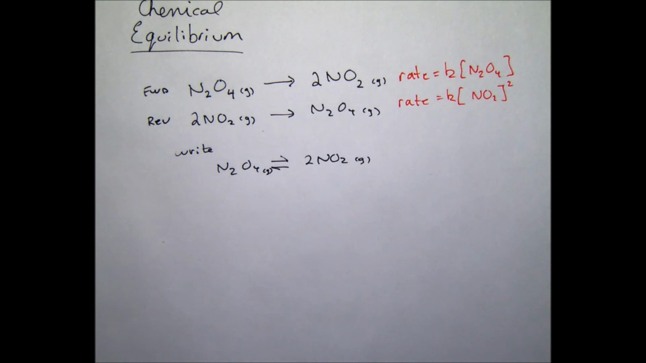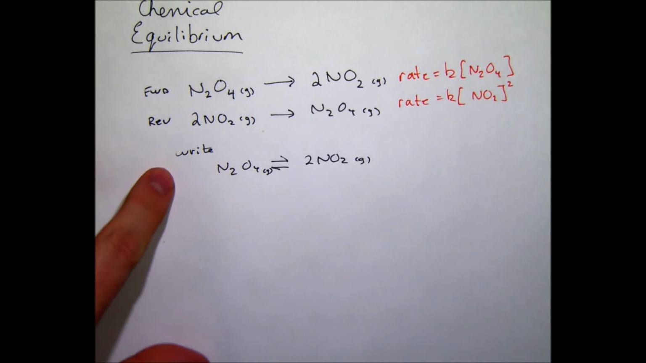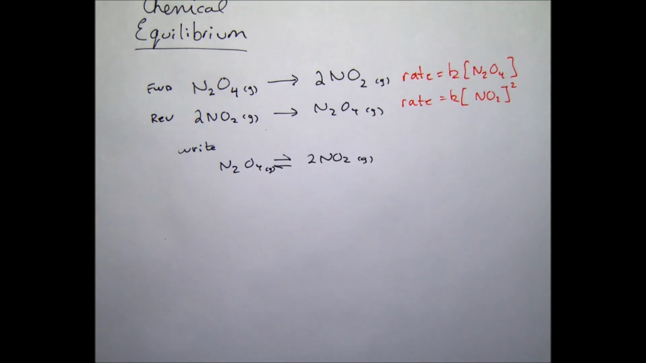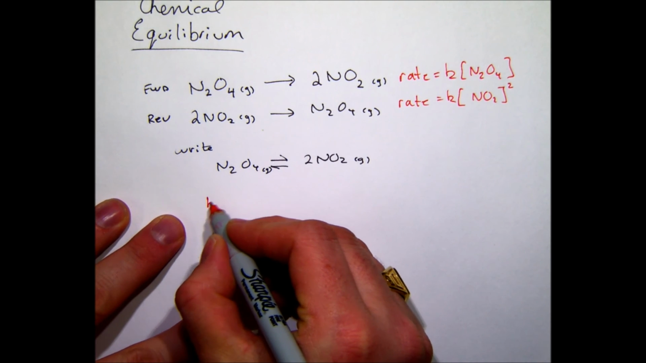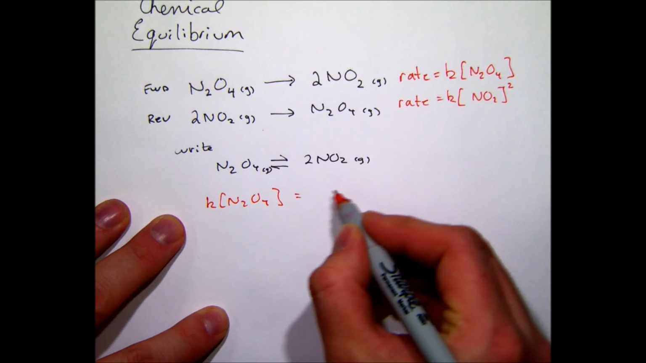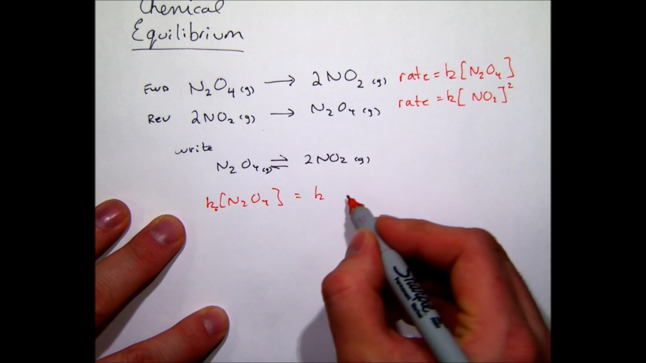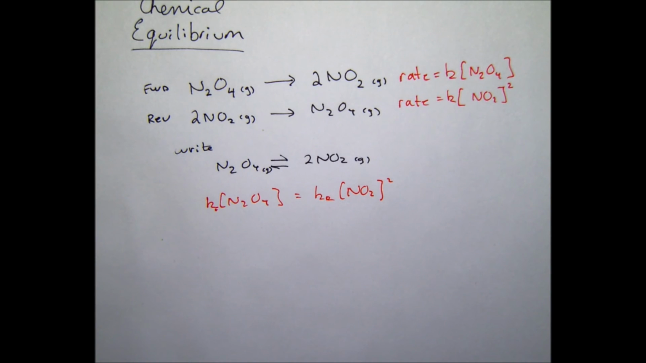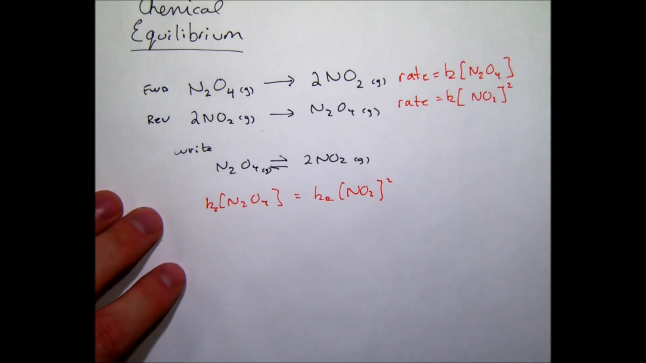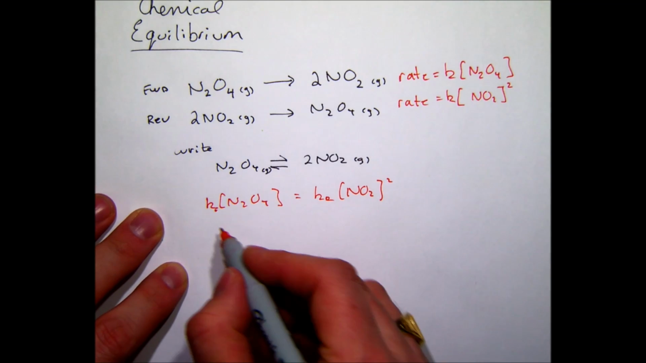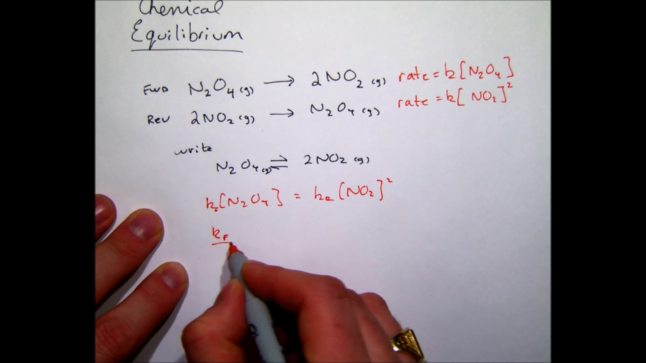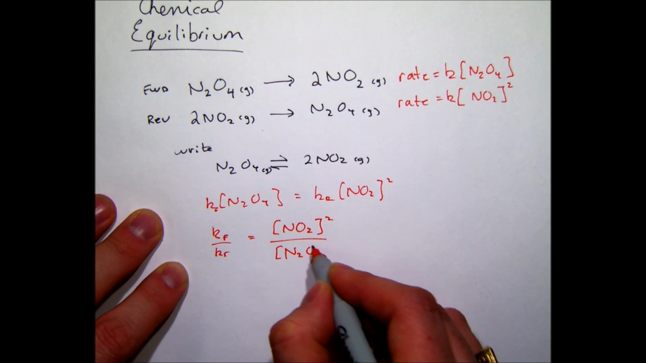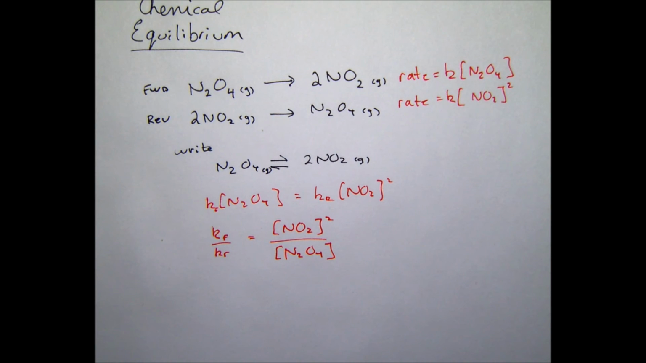And where we start getting into definitions here is that equilibrium occurs when the rate of the forward reaction is equal to the rate of the reverse reaction, or these two rate laws are equal. So we write the forward reaction k forward [N2O4], and we say that that's equal to k reverse [NO2] squared. So equilibrium is established when the forward and reverse reactions have the same rate. So we're just going to isolate terms and solve: k forward over k reverse is equal to the product over the reactant.